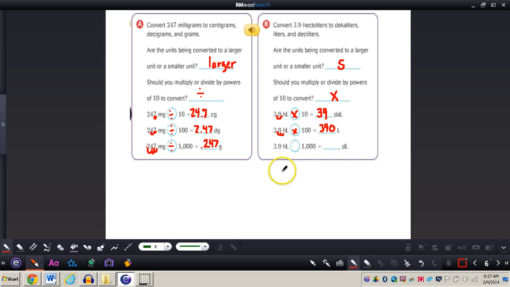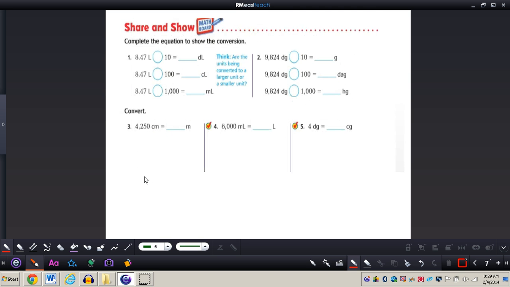We can do this on our calculator, or think about however many zeros are in your power of 10. That's how many places to the right you would move your decimal. So we can see that 3.9 hectoliters equals 3,900 deciliters. Now what I want you to do is pause the video and work these problems out all by yourself.